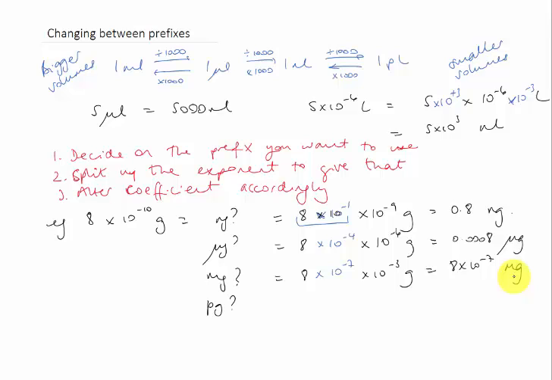And then picograms. This is slightly more complicated. So we've got 8 times 10 to the minus 12 is picograms. So then how do we get from minus 12 to minus 10? So that's plus 2. Plus 2 minus 12 gives us minus 10. So that is 800 picograms. And so all these are equivalent expressions.